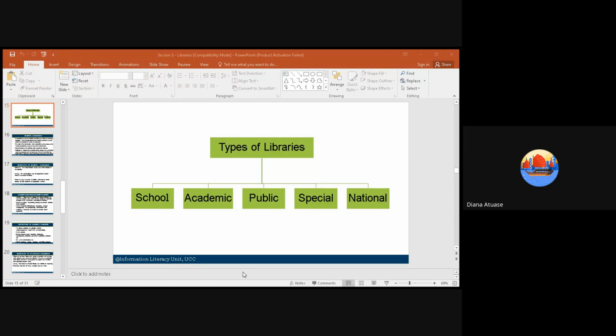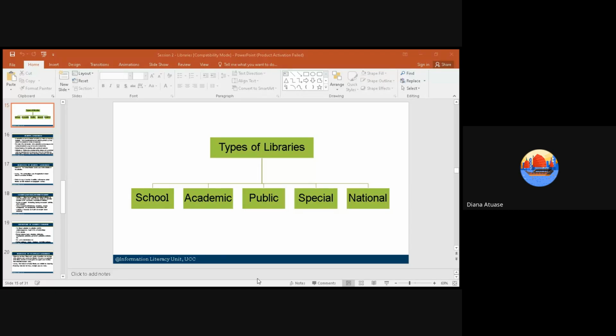We also looked at special libraries last week. Special libraries are types of libraries that are found in institutions, organizations, and it can be governmental or non-governmental organizations or institutions. And their main purpose is to provide information for staff to function well in their line of work. So that's the function of the special library.